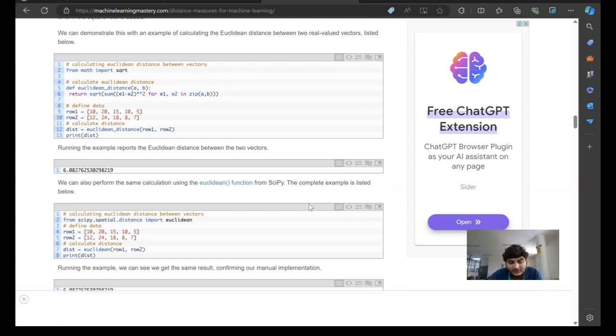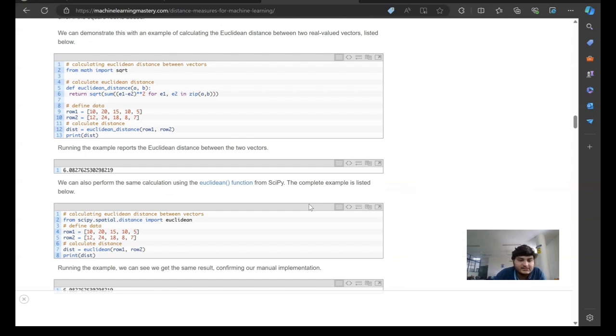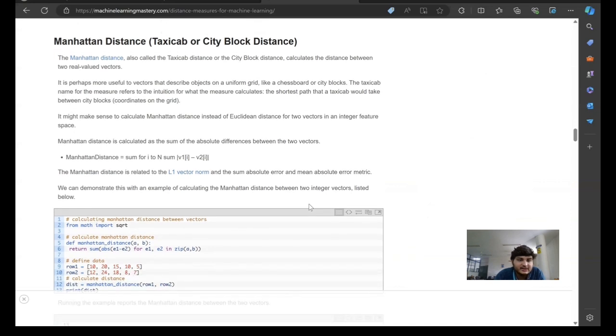It can be used in k-means algorithms to get an accurate answer. Second is Manhattan distance.